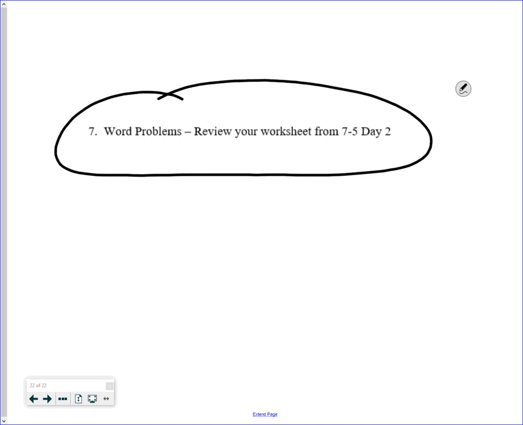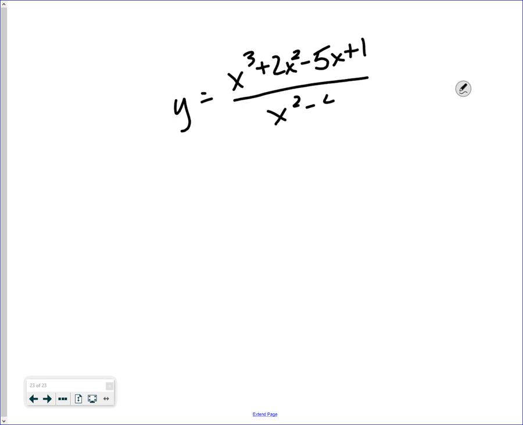There was one problem that did not make it on here, so please make sure to talk to your teacher about that one. It's got 2 asymptotes. I can quickly kind of talk through it just a little bit. I'm going to write it out here. X cubed plus 2x squared minus 5x plus 1, I believe it is, over x squared minus 4.